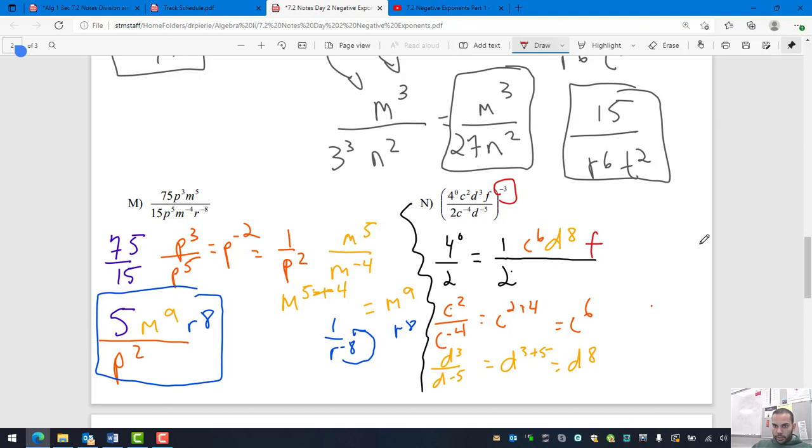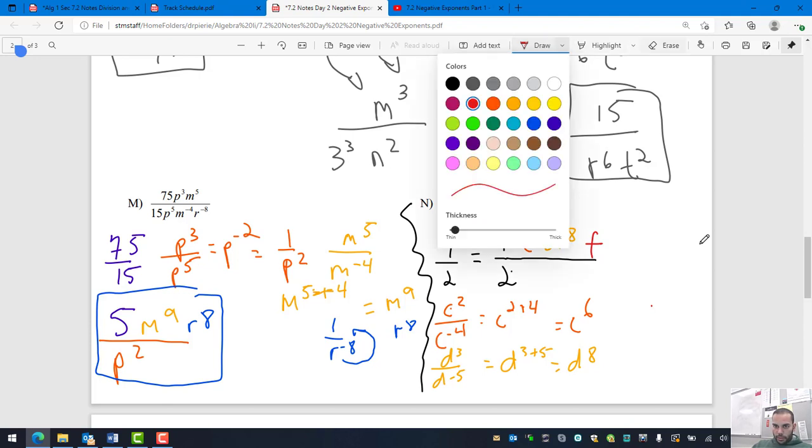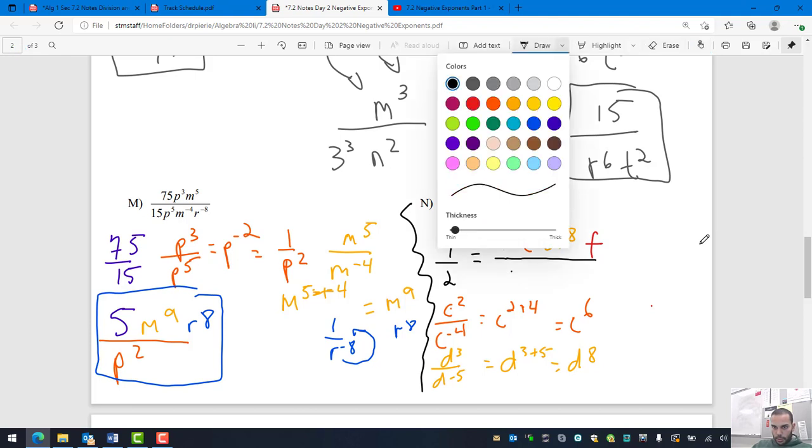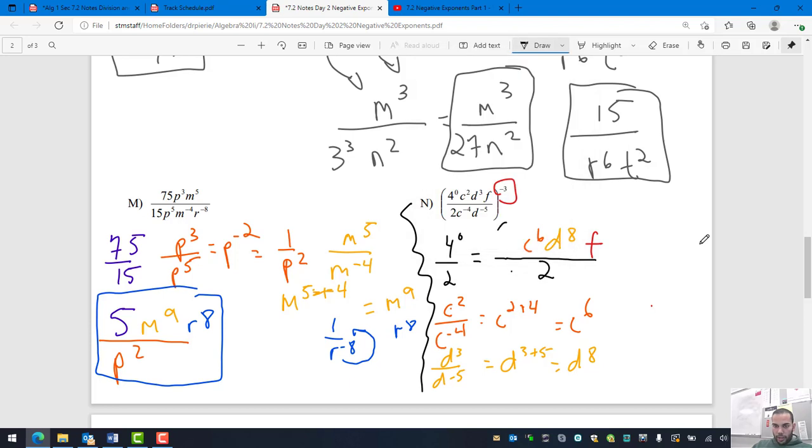So when we clean this up, what is this going to look like? I'm going to erase this one because it's a little bit unnecessary. Don't forget about this 2. Okay, this entire quantity is being raised to the negative third. So what we have to do now is distribute this negative 3 to every single piece inside of here. It goes to the c, it goes to the d, to the f, as well as the 2 in the denominator. Okay, so whenever we have a power raised to a power, we multiply the exponents.